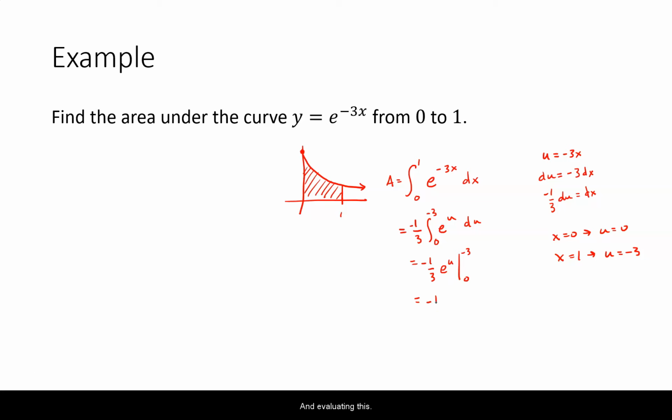And evaluating this, we'll have e to the negative 3 minus e to the 0. So that leaves me with negative 1/3 times e to the negative 3 minus 1.